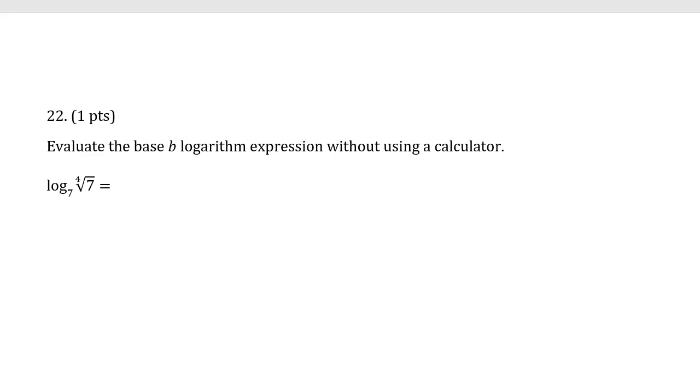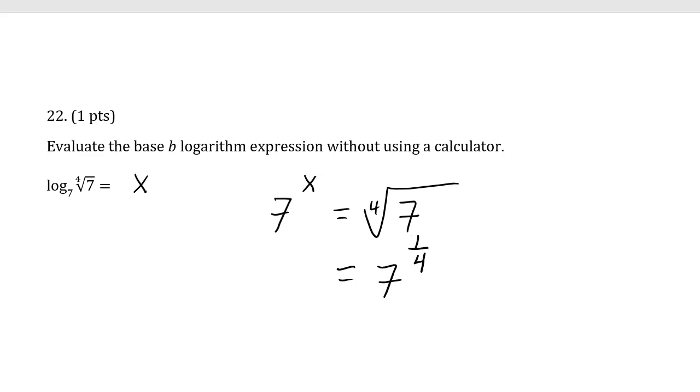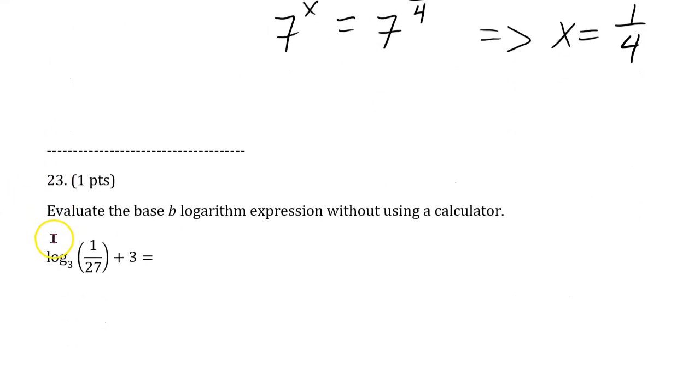Evaluate the base b logarithm expression without using a calculator. Same thing. Set it equal to x, take the base, raise it to the power x, and set it equal to the fourth root of 7. Rewrite the fourth root of 7 as a fractional exponent of 7 to the 1/4. That tells me that x must be equal to 1/4. Anything goes for powers, positives, negatives, fractions, anything.